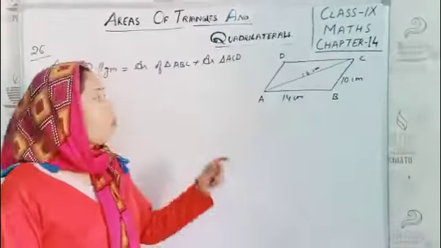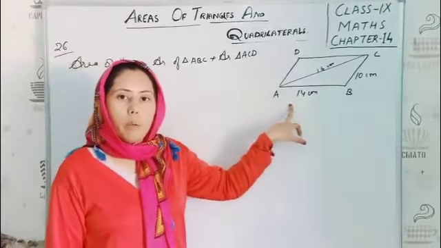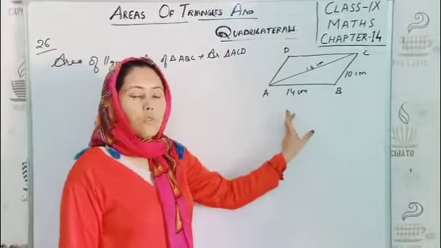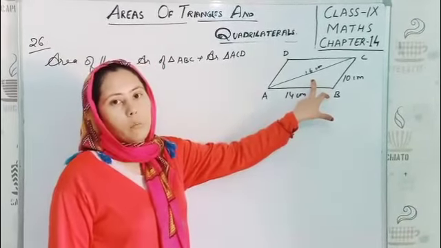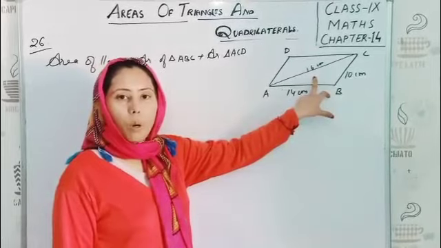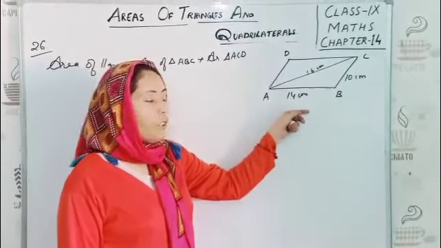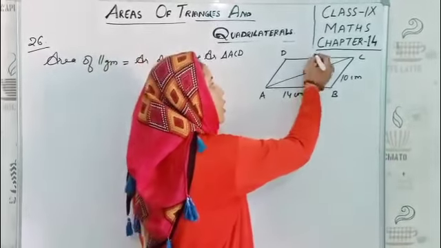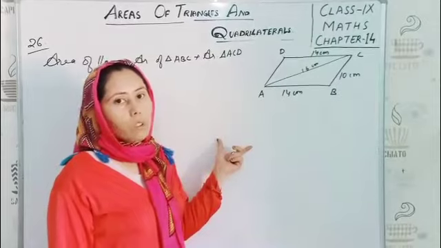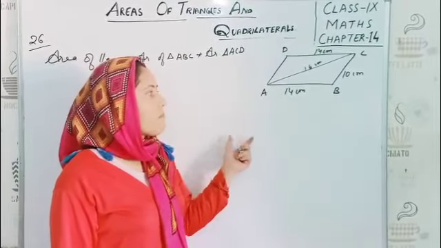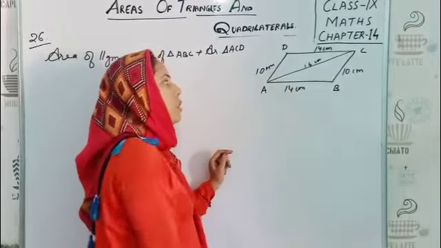Okay. Question number 26. They said find the area of a parallelogram ABCD in which AB is 14 centimeter, BC is 10 centimeter, and AC is 16 centimeter. We know the property of a parallelogram that opposite sides are parallel and equal. If AB is 14 centimeter, then DC is also 14 centimeter because it is a parallelogram. BC is equal to 10, so AD is also 10 centimeter.